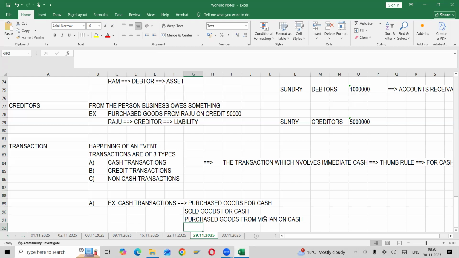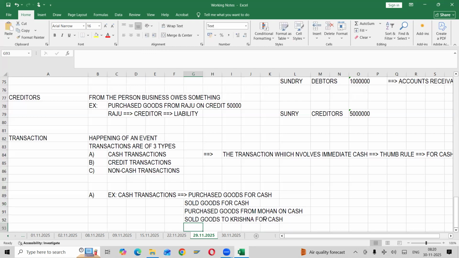So same thing. Sold goods to Krishna for cash. This one, same cash transaction. So we need to consider Krishna's name? No. Not required. As it is a cash transaction, we can ignore Krishna's name.